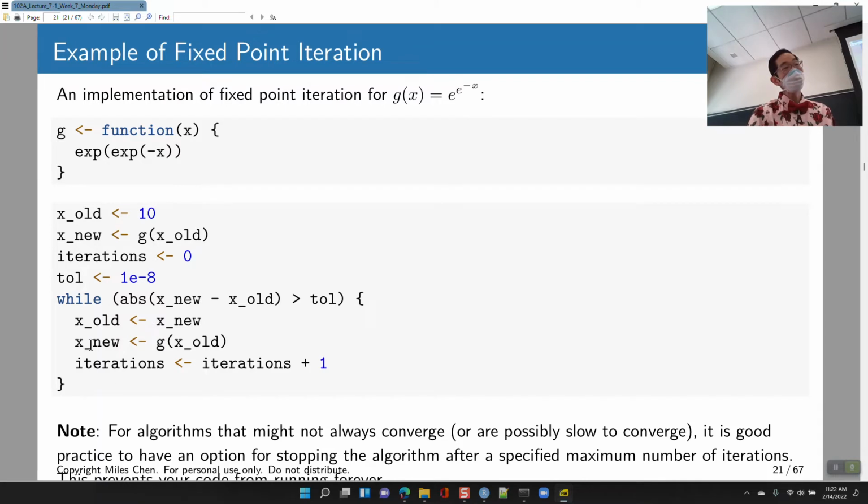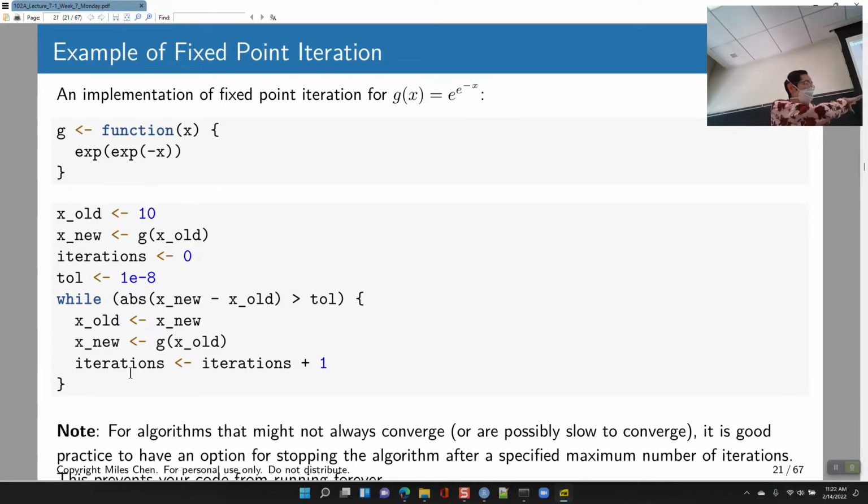And we're going to just run a while loop. We're going to say while the absolute value of the difference between the new and the old value is greater than 10 to the negative 8, do this step. Okay, take the new value, make that the old value. Apply g to this old value, and take the result and make that our new value. Okay, and then we just repeat this over and over again. And each time we'll increment our iterations by 1. Okay, so this will be it.